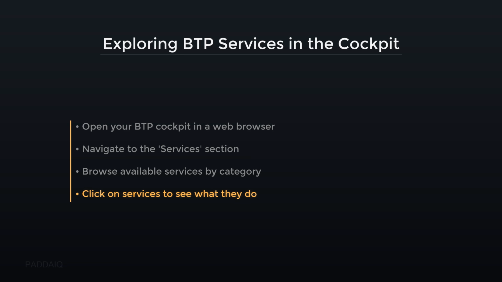Click on Services to see what they do. This means selecting a service in the cockpit reveals its specific function and capabilities. For instance, clicking on the SAP HANA Cloud service shows it is for managing high-performance databases in the cloud. Understanding each service helps you select the right tools for your application needs.